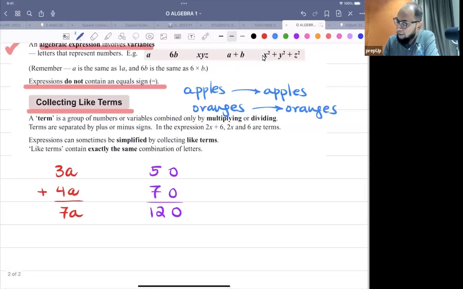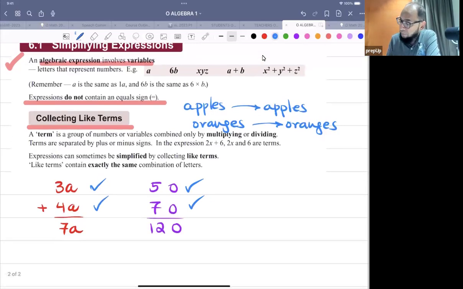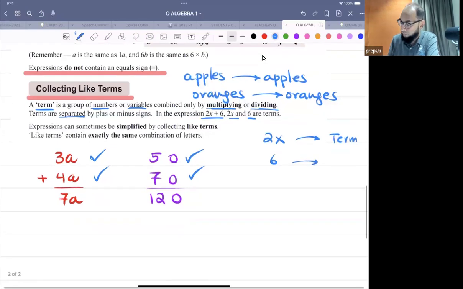So I can add the apples to apples. I cannot add apples to oranges. I can add oranges to oranges. That is just like algebra. A term is a group of numbers or variables combined only by multiplying or dividing. Terms are separated by a plus or a minus sign in the expression 2x plus 6. 2x and 6 are terms. So 2x is another term, 6 is another term. So now these terms can be separated by a positive sign, a negative sign, and so on.